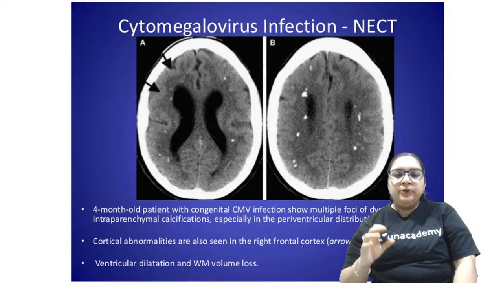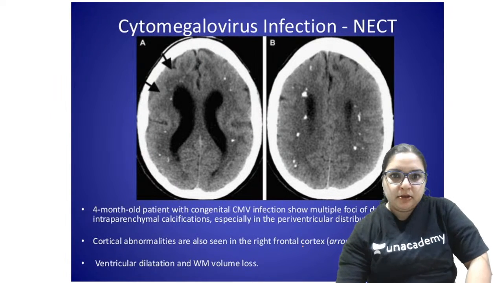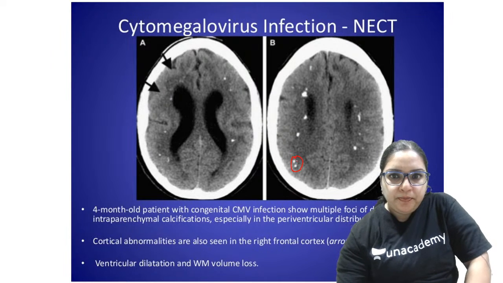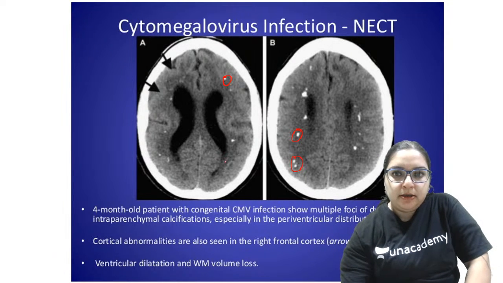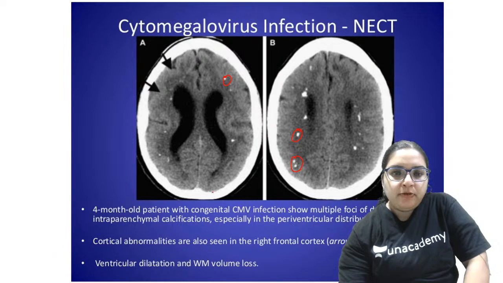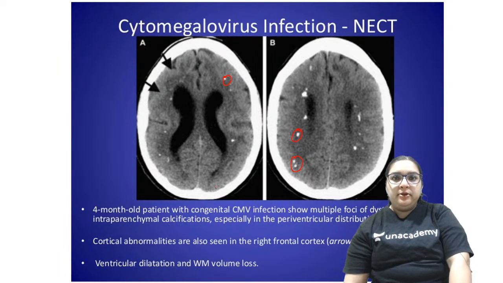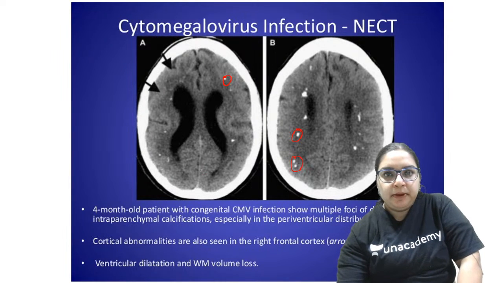So you can see some interesting calcifications over here within the cytomegalovirus infection. Can you see the small white lines over here with these white dots? These are the small intracranial calcifications that you often see. This is actually a CT scan of a 4-month-old child with congenital cytomegalovirus infection, right, which is showing many intraparenchymal calcifications, especially in the periventricular area. You can make out very well.